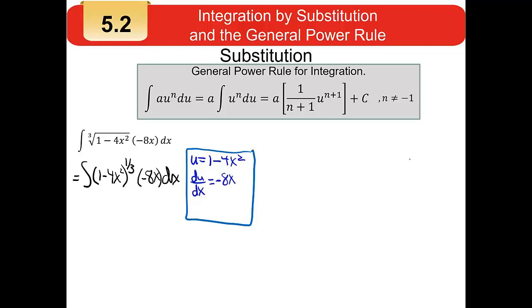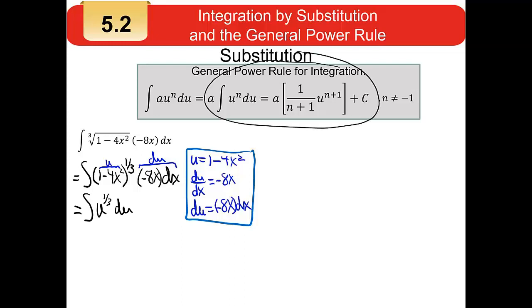Then I compute the derivative as minus 8x, so du is minus 8x times dx. Well, that's exactly what I have over there. So I can do a match right now. The 1 minus 4x squared becomes the u, and the rest of it becomes du, so I only have to integrate u to the 1/3 du. Now I go back to the formula. What does the formula say to do? Raise the power by 1 and then divide by it, or say it differently, raise the power by 1 and multiply outside by its reciprocal.